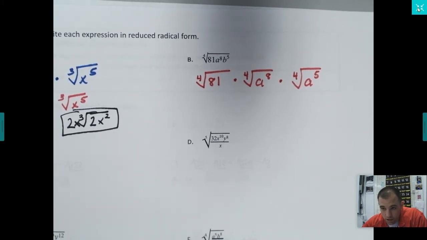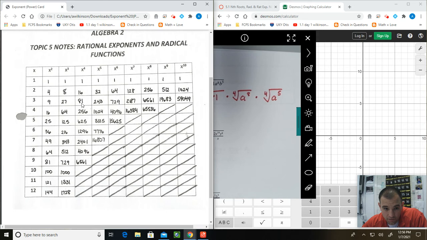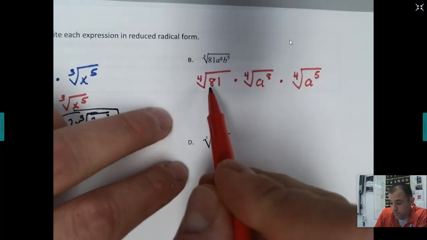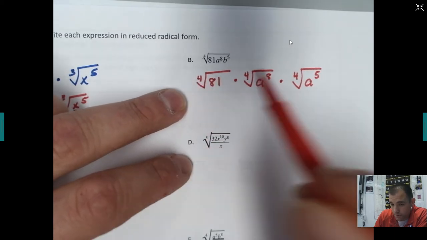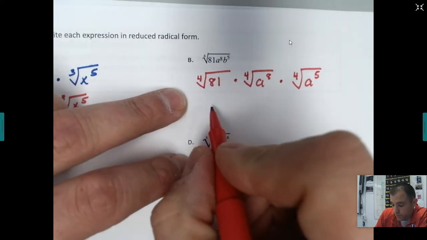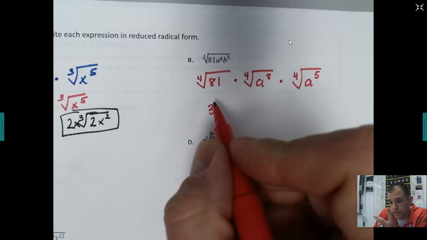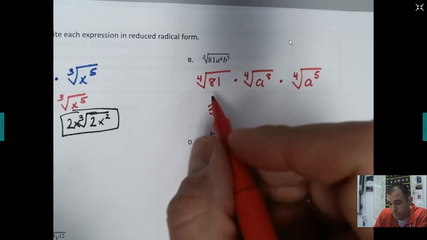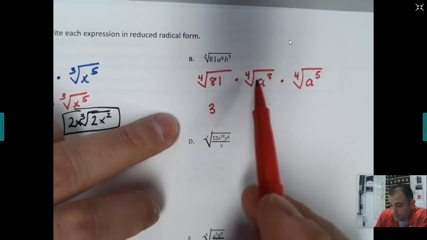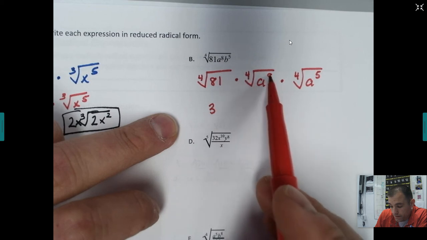So the 4th root of 81. If I go to my card and look at the 4th root, 81 is going to be there, x to the 4th. So 3 to the 4th is 81. So now there's not going to be anything left. The 4th root of 81, if you put that in Desmos, you would get 3. 3 times 3 times 3 times 3 is 81.